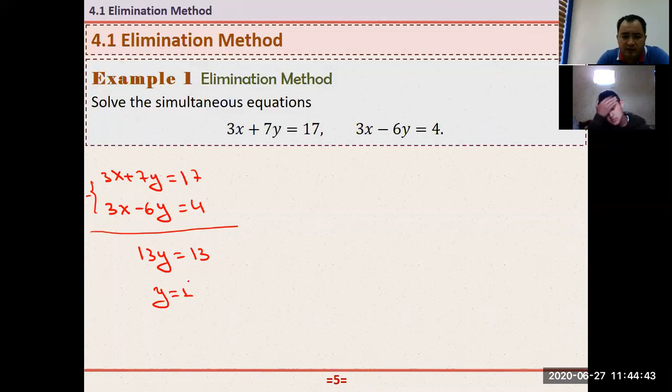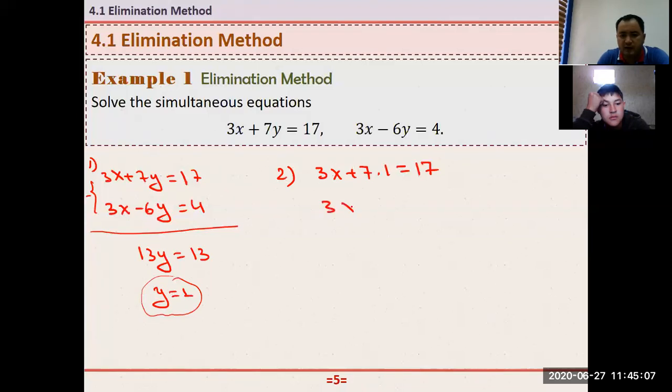Okay? Now I got the value of y. So I have to substitute either in the first equation or second equation. Now I can get the value of x, right? This is the first step. Second step, substitute here. For example, in the first equation, 3x plus 7 times, what is the value of y? It is 1. 1 is equal to 17. So from here, I can get the value of x. 7 times 1, 7. Take to the right hand side, 17 minus 7, it is 10. Right? So what is x?